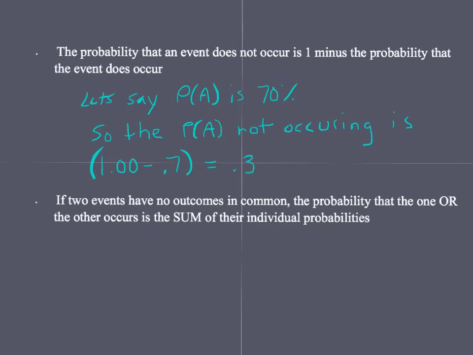So this is called the complement of A, when we find out when A does not occur. The complement of A, which is denoted by A superscript C, is going to be equal to, in this case, 30%.